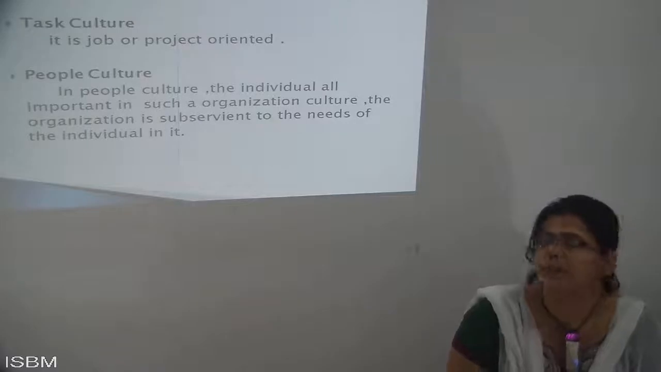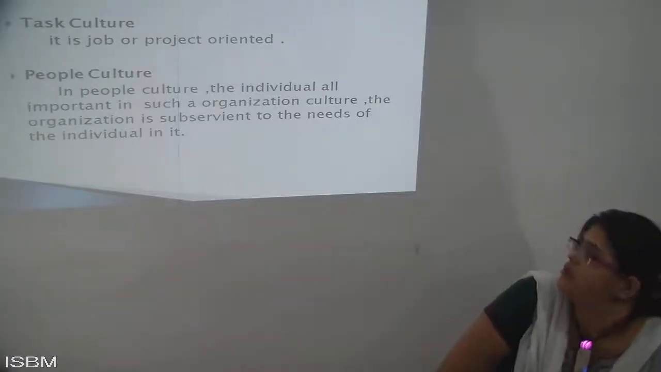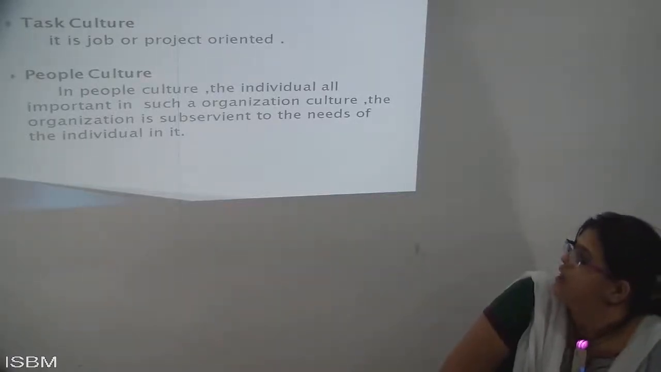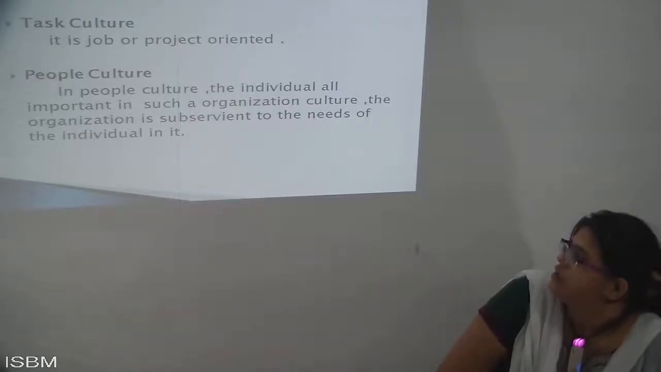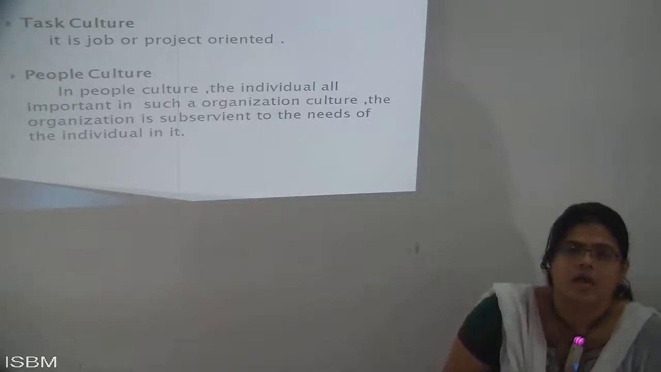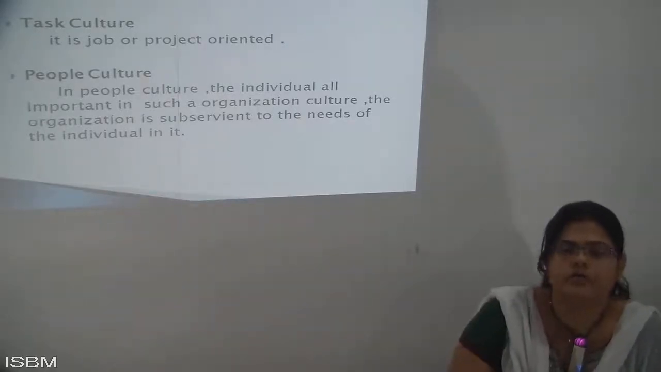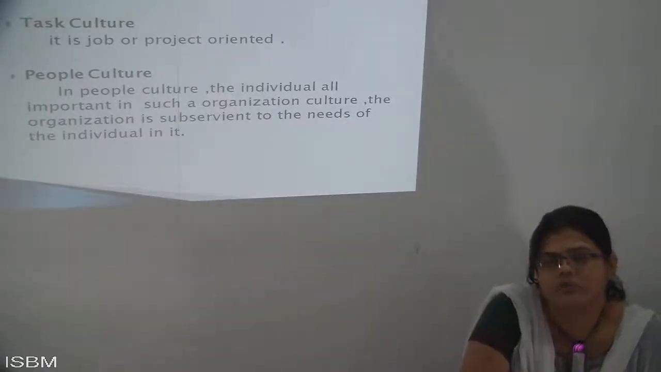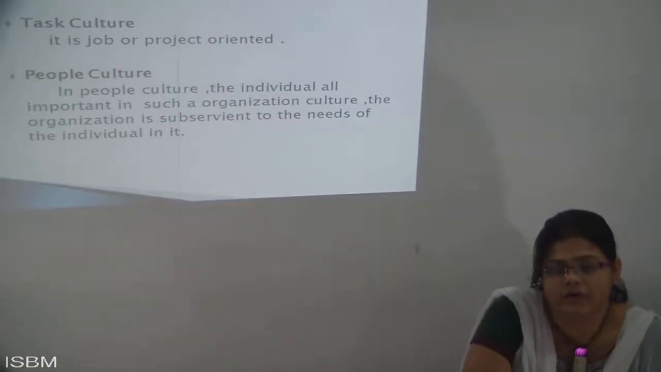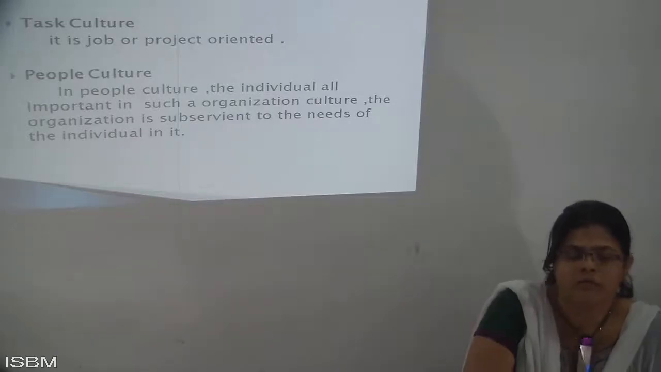And simply, it is a people culture, where the individual has importance in an organization's culture. The organization is subsequent to the needs of the individual. Now people culture is the individual person's culture. The individual person's culture is different, and the way of communicating with each and every one is different.